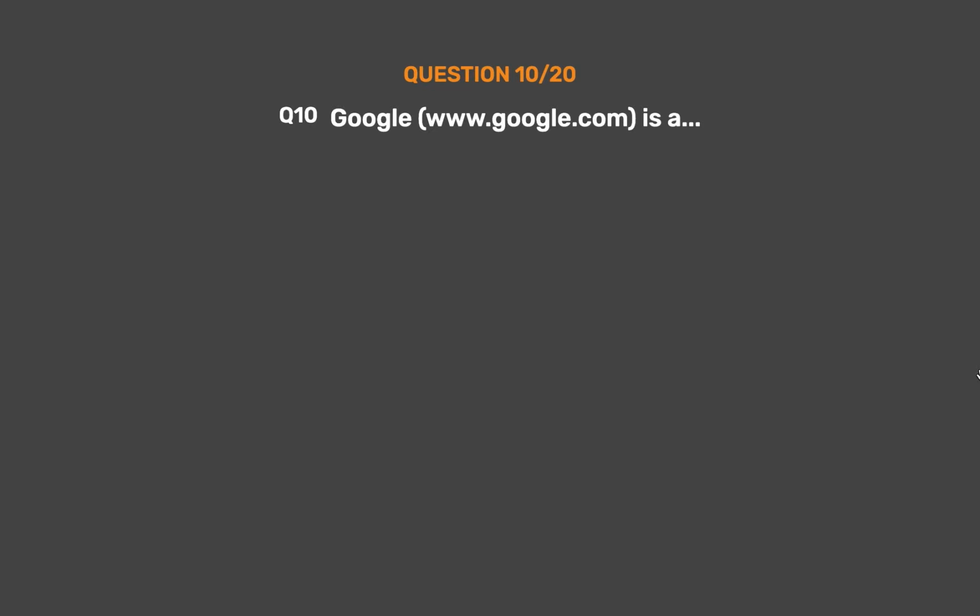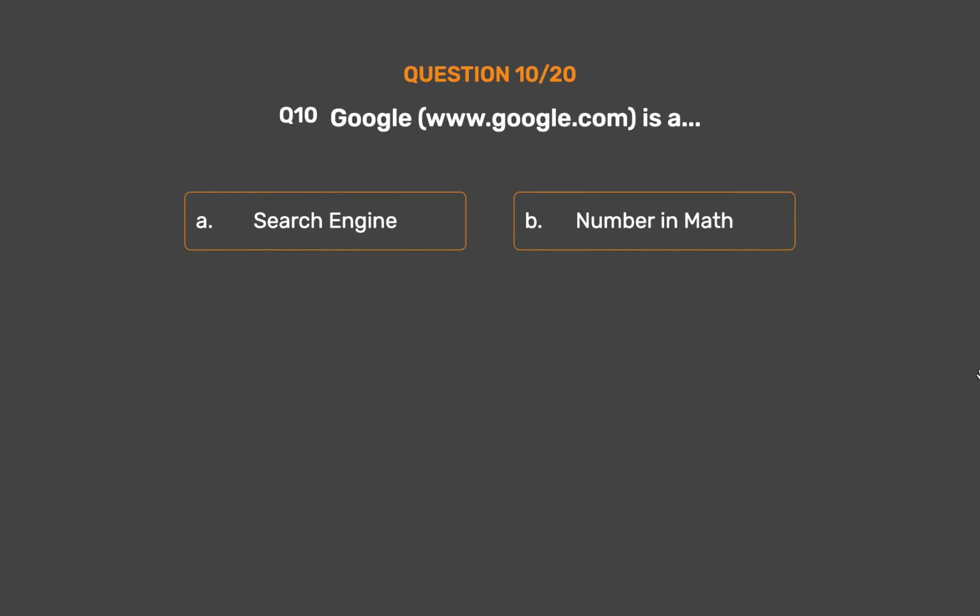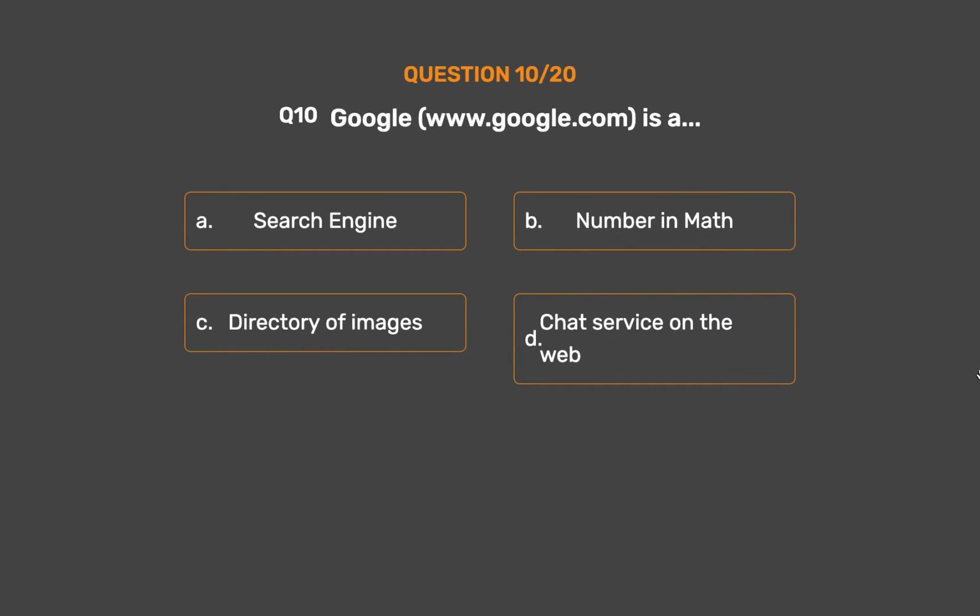Question number 10. Google, www.google.com, is option A. Search engine. Option B. Number in math. Option C. Directory of images. Option D. Chat service on the web.